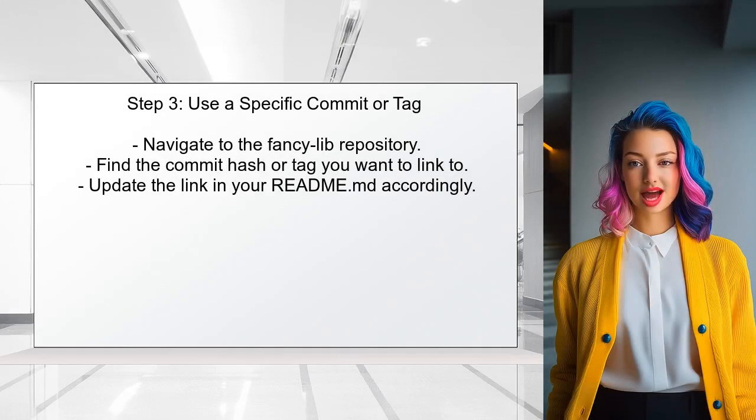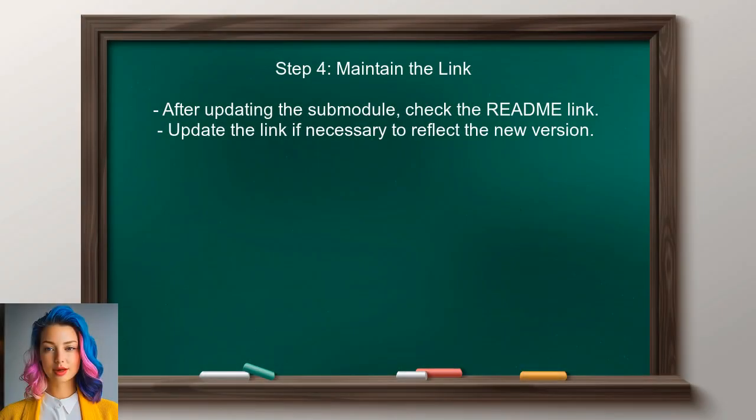However, to ensure that the link always points to the correct version of the submodule, the user should consider using a specific commit hash or tag in the submodule's repository. Finally, the user should remember to update the link whenever they change the submodule version. This way, they can maintain accurate references without manual updates each time.